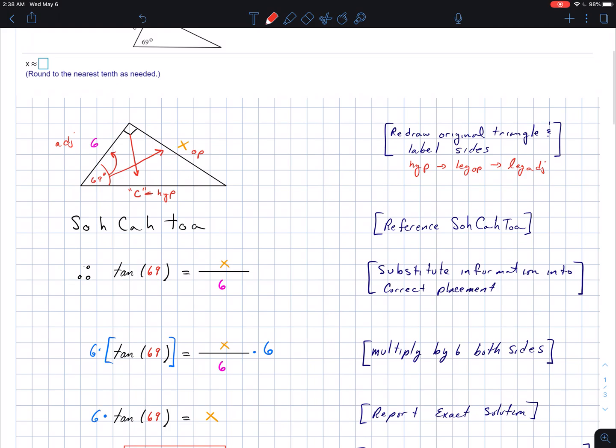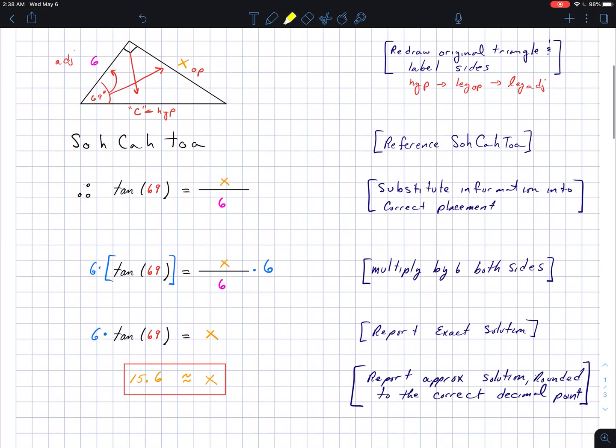We reference SOHCAHTOA. You see how we have something that we want in the opposite and a value for the adjacent. So I used TOA, opposite over the adjacent. So we use TOA, and I just substitute the information into the correct places.